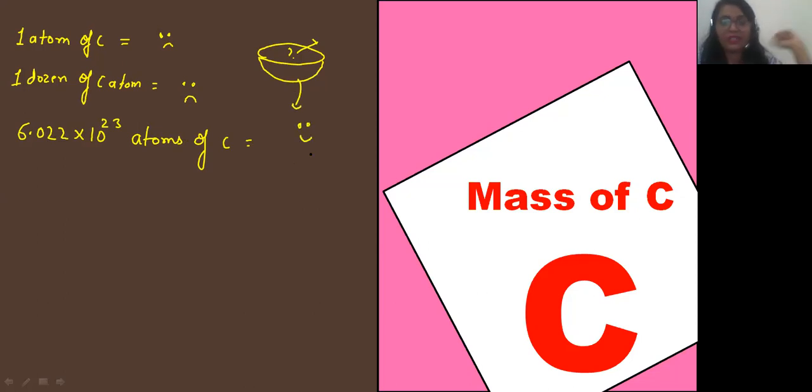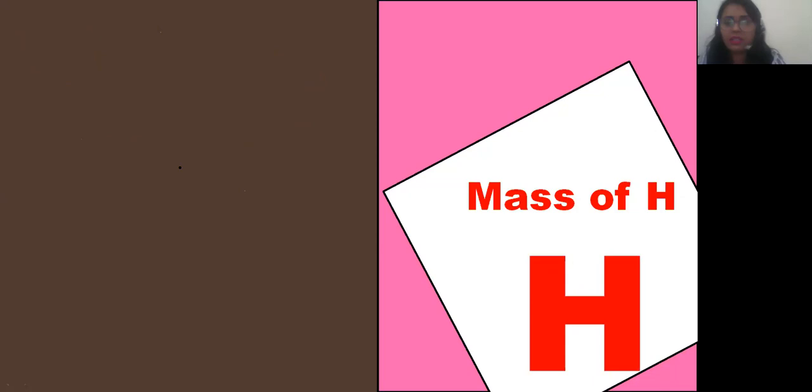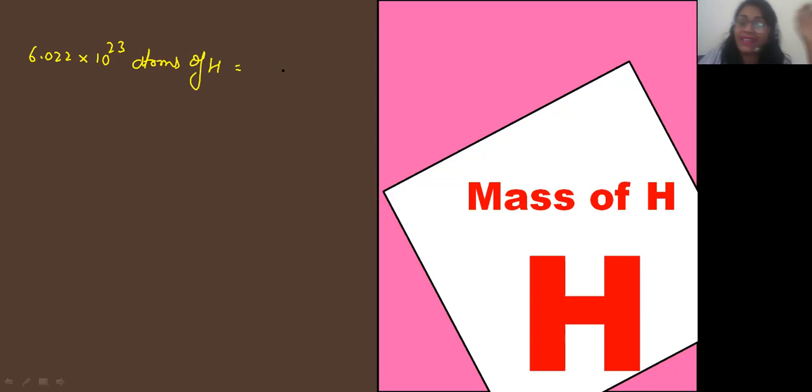What did he get? The result comes out to be 12 grams. Similarly, he performed the same experiment for hydrogen, and he took 6.022 into 10 raised to the power 23 atoms of hydrogen, and he got the answer, that is 1 gram.